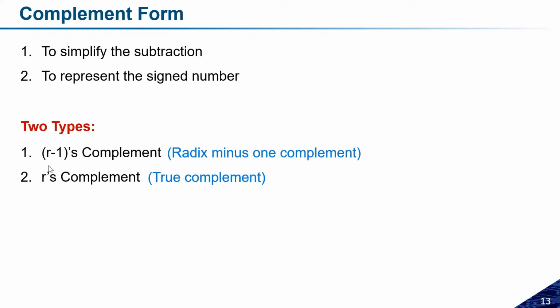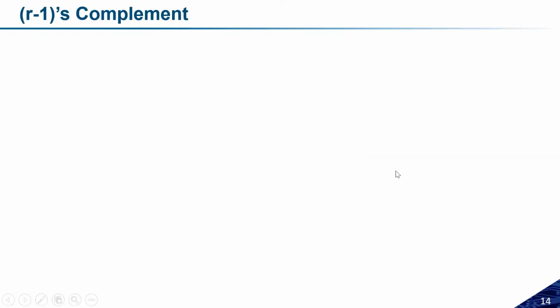Now let us discuss one by one what is r-1's complement, how we can calculate the r-1's complement of any number system, and then we will talk about what is the r's complement of any number system. So we know the importance of the complement form and the different types of complement form. Now let us discuss one by one. First, let us discuss r minus 1's complement.